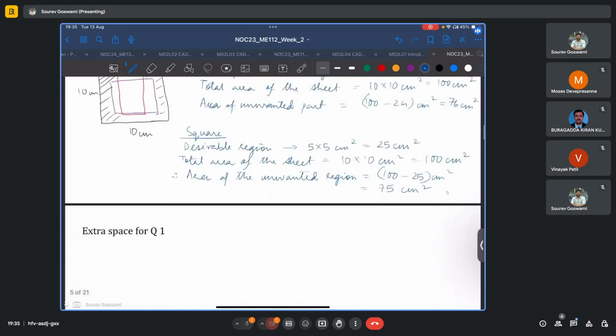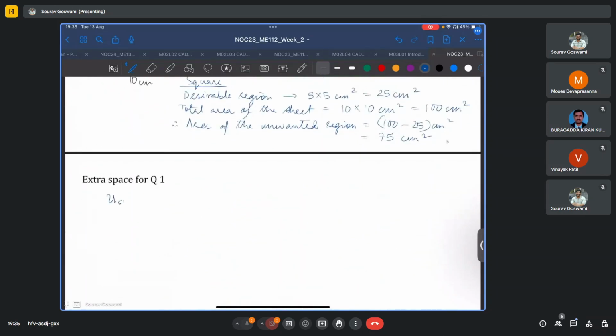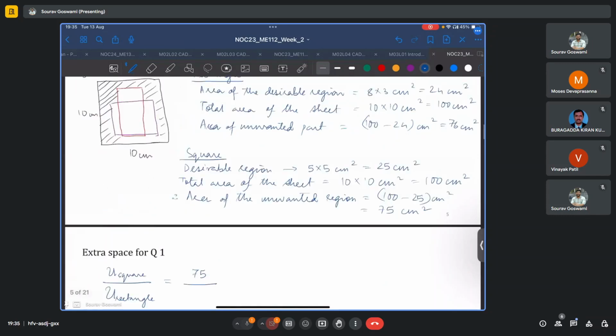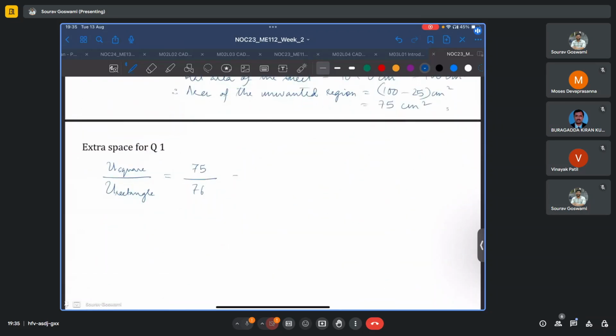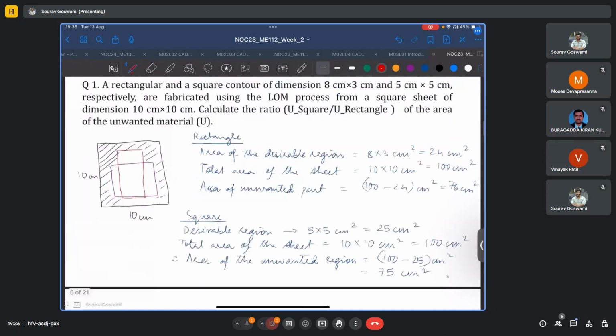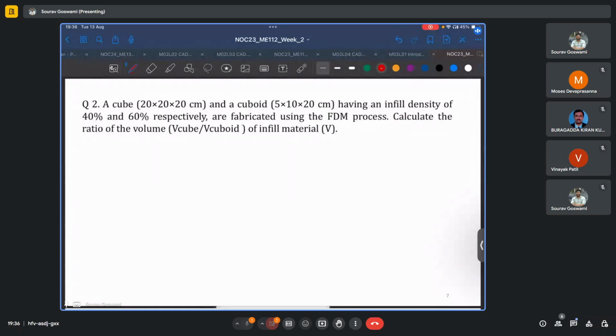We are asked to find U square by U rectangle. For U square it is 75 centimeter square. U rectangle is 76 centimeter square, and this simply comes out to be 0.9868. This is the desired quantity that we were looking for. Let us move on to the next question.